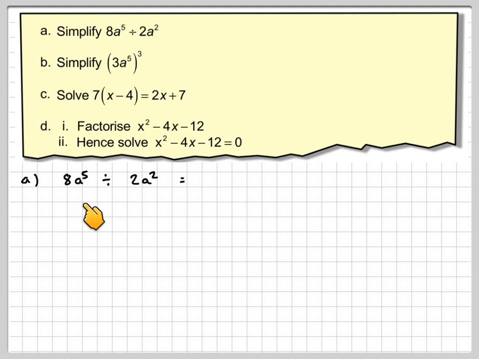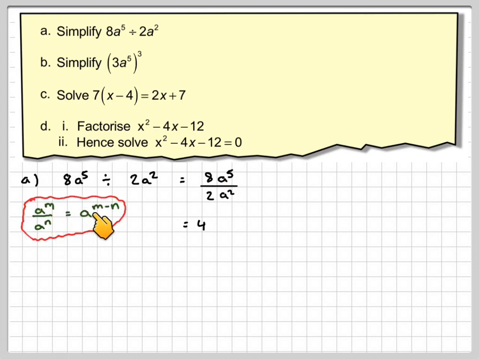We've got 8a to the 5 divided by 2a squared. When I've got division, in algebra it's quite nice to write them as a fraction. So you've got 8a to the power of 5 divided by 2a squared. Now 8 divided by 2 is 4. And then the rule of indices, when you're dividing two numbers which have the same base, so both have the base a here, is that a to the m over a to the n is a to the m minus n. So this becomes a to the 5 minus 2, and therefore the final answer will be 4a cubed.